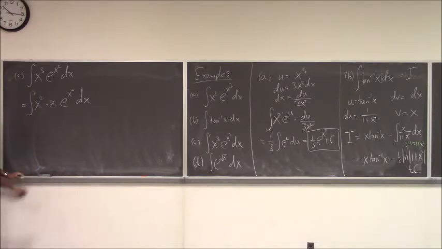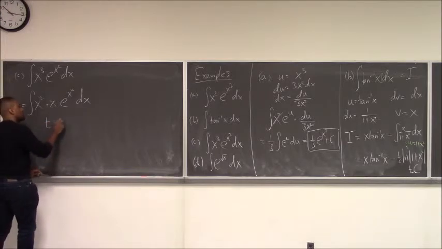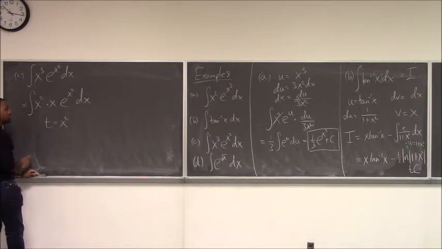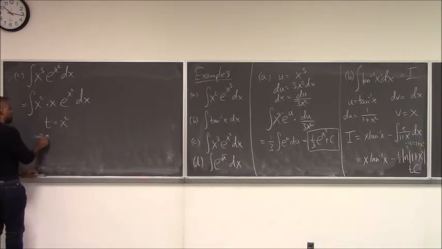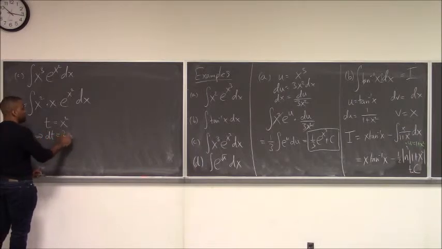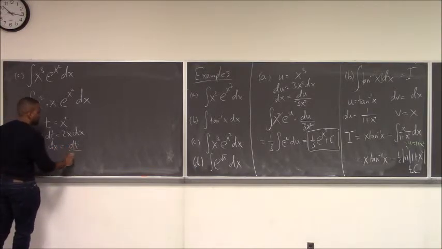Well, I don't want to get the u's mixed up. So let's do a t substitution. t equals x squared. So this means that your dt would be 2x dx. And so your dx would be dt over 2x.